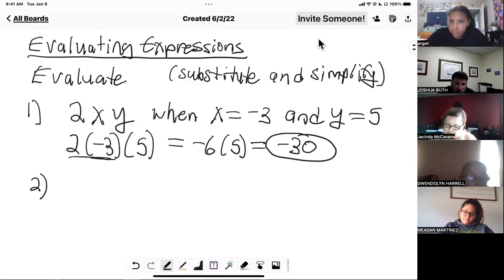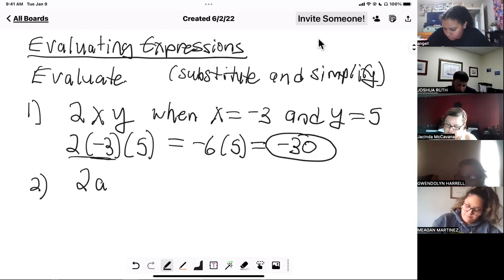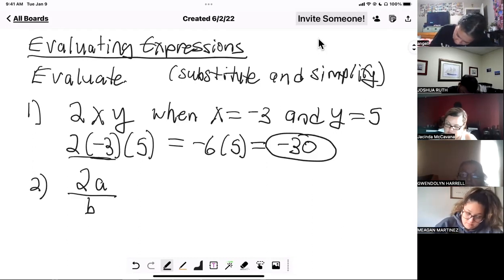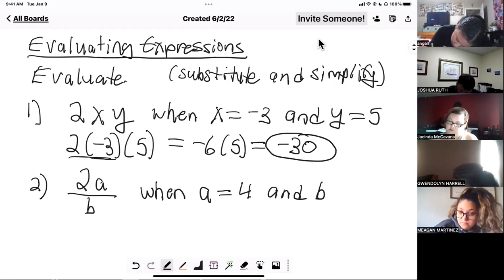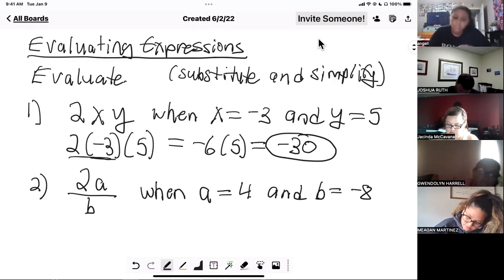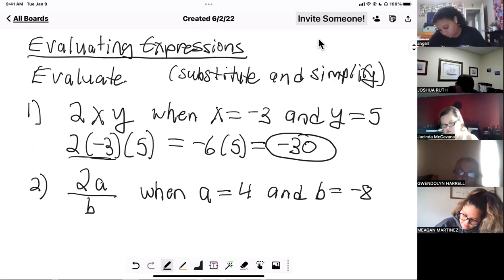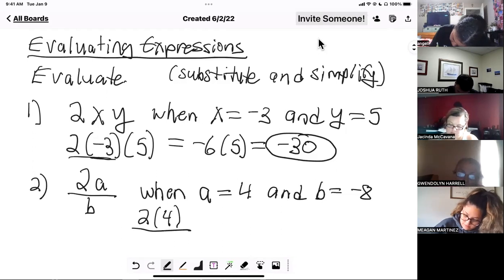All right, now I'm going to mix up multiplying and dividing a little bit together. So evaluate 2a over b. So we're multiplying at the top and then we're dividing, when a is equal to 4 and b is equal to -8. So we're going to substitute and then simplify. So 2, instead of a, I'm going to put 4 in. And then b in the denominator is going to be -8. And then we're going to simplify.